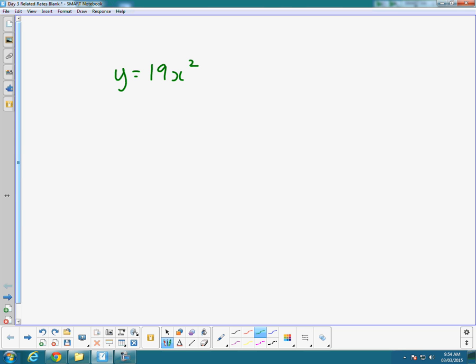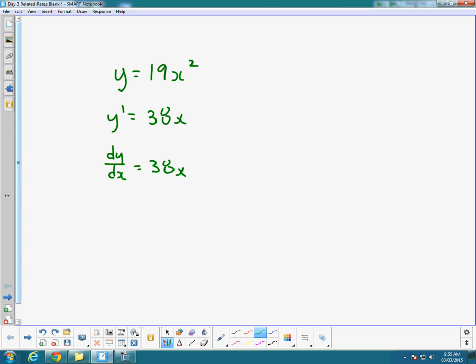If we were to find the derivative here, it would look something like this: y prime equals 38x. Or another notation instead of y prime is dy by dx equals 38x. Now, the derivative we know was the velocity, right? So the change in the distance ended up being velocity. Well, that can be written another way.